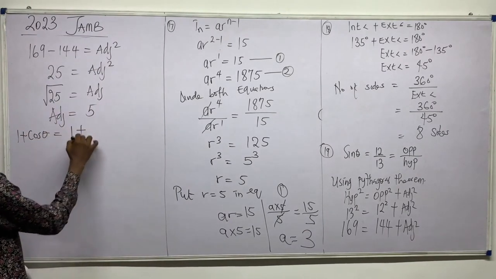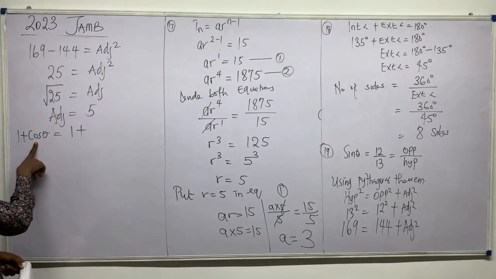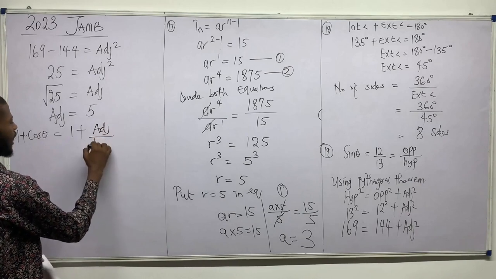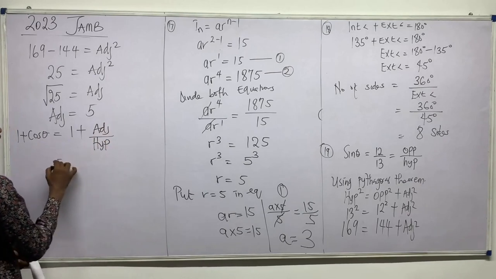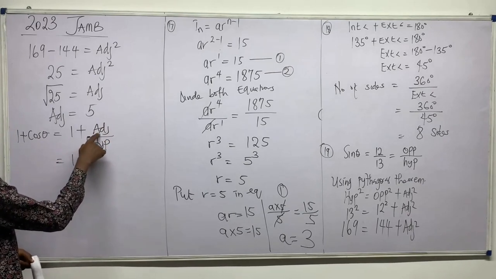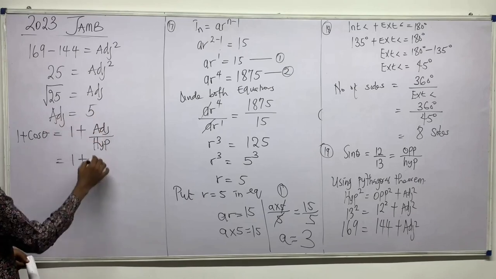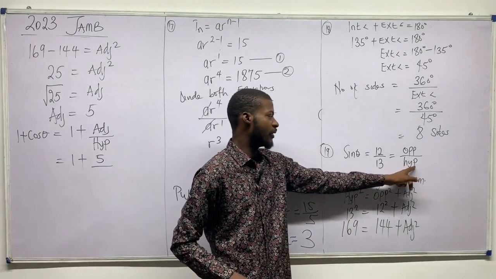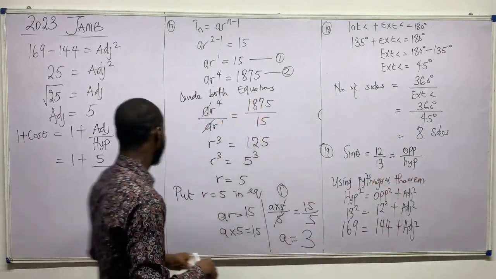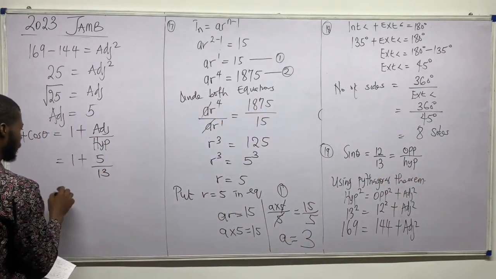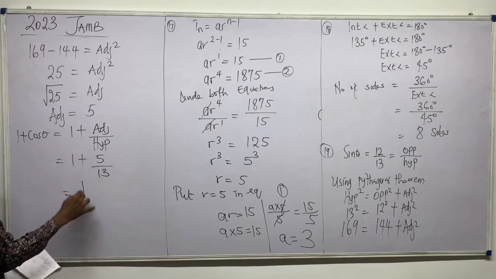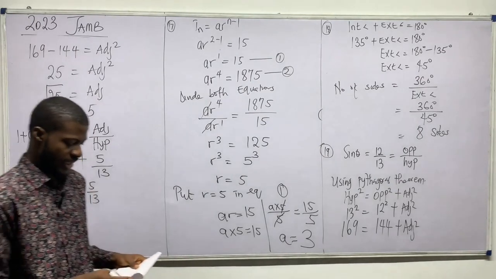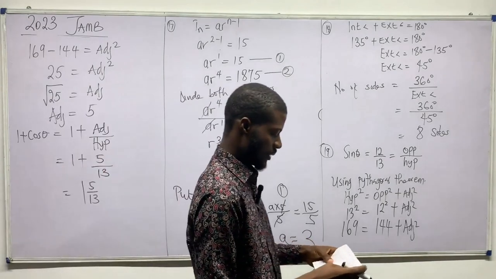Now this is 1 plus, what is the formula for cos theta from SOHCAHTOA? It is adjacent over hypotenuse. Now this is 1 plus, what is the adjacent after we're done solving? 5, over what is the hypotenuse? Remember, the hypotenuse is equal to 13. Okay, so this will give us 1 plus 5 over 13. So that will become the answer for that question.